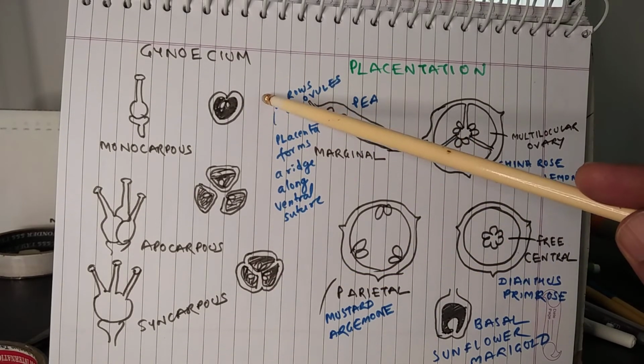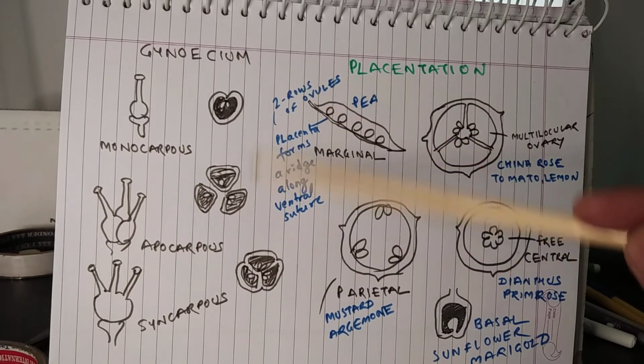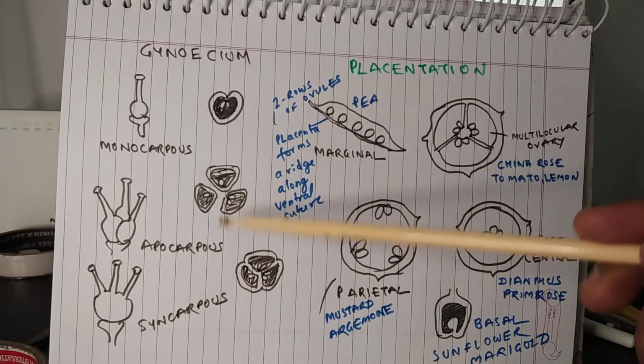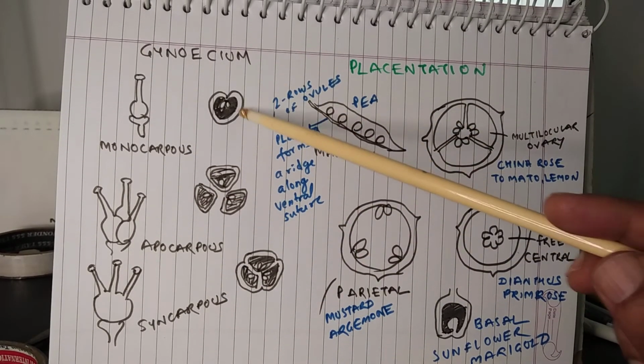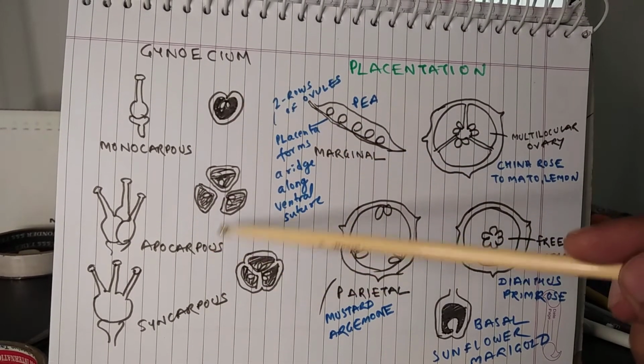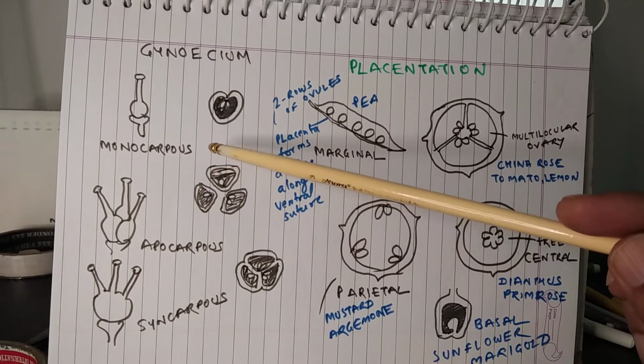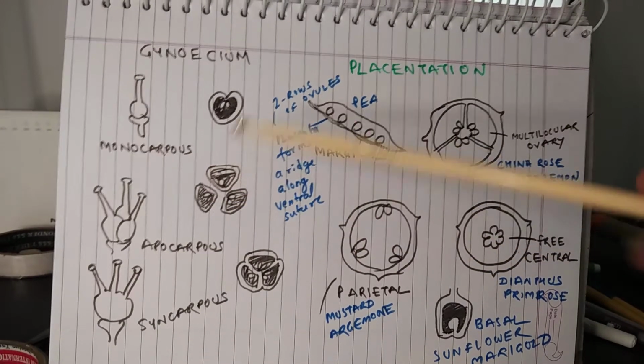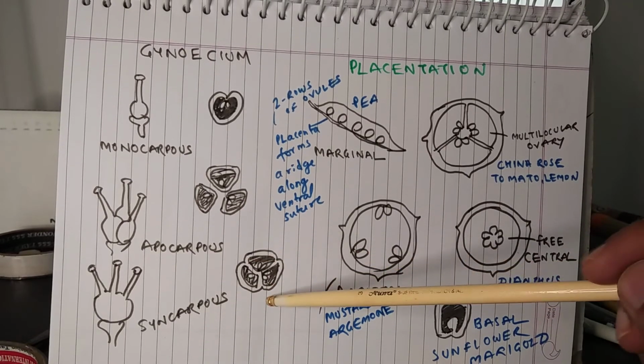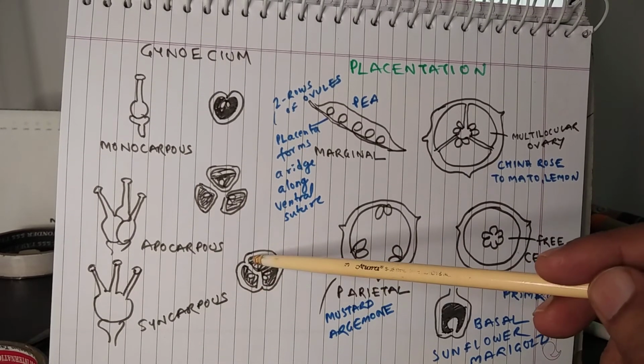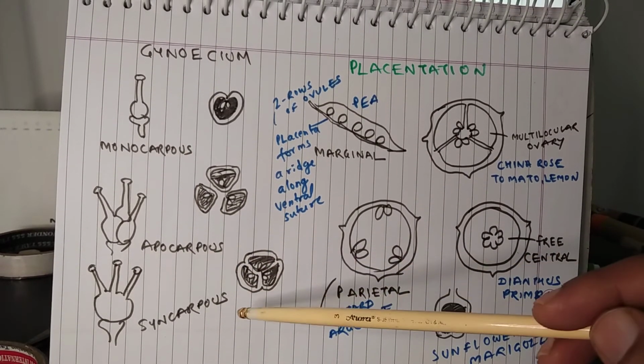These figures give the transverse section view of monocarpous, apocarpous, and syncarpous conditions. So there is a single carpel, there are more than 1 but all of them are separate, and there are more than 1 carpel but all of them are bunched in a group, they are not separate.